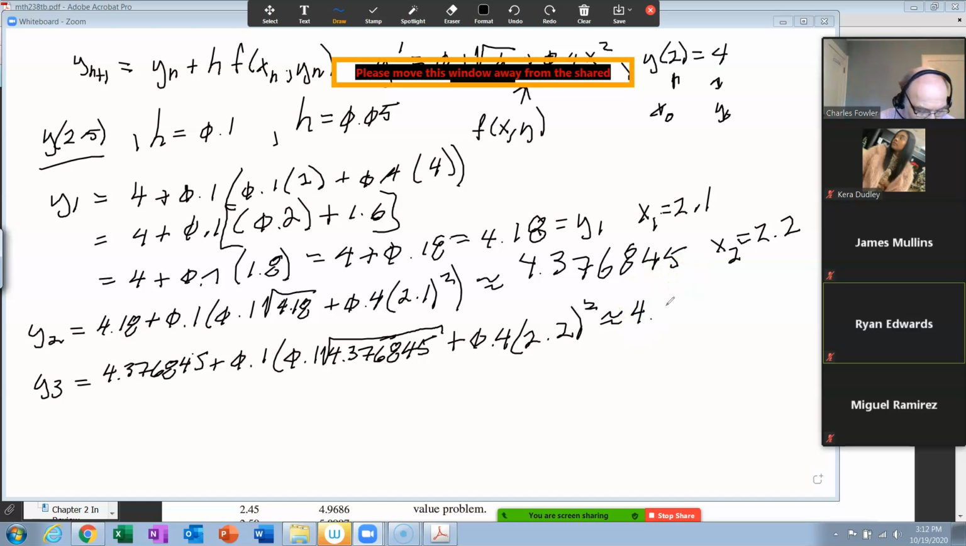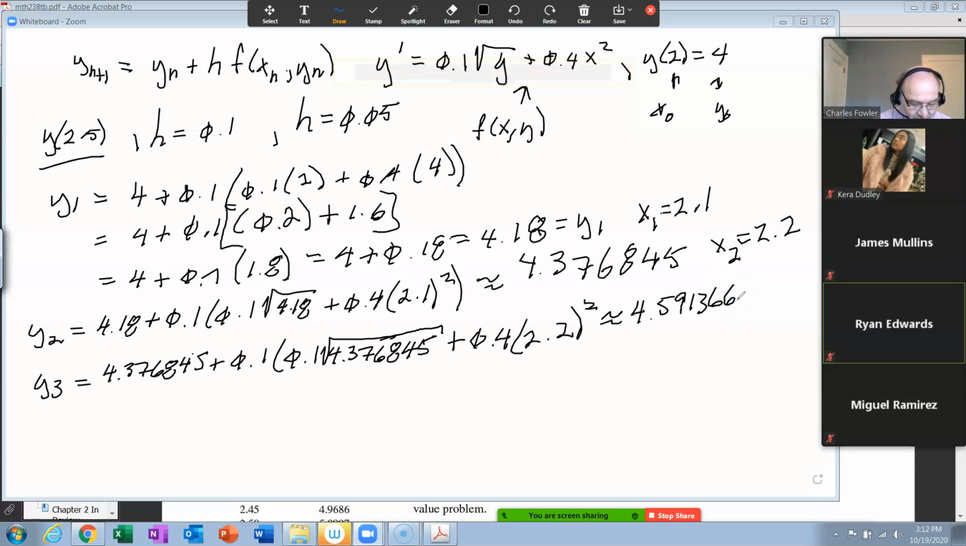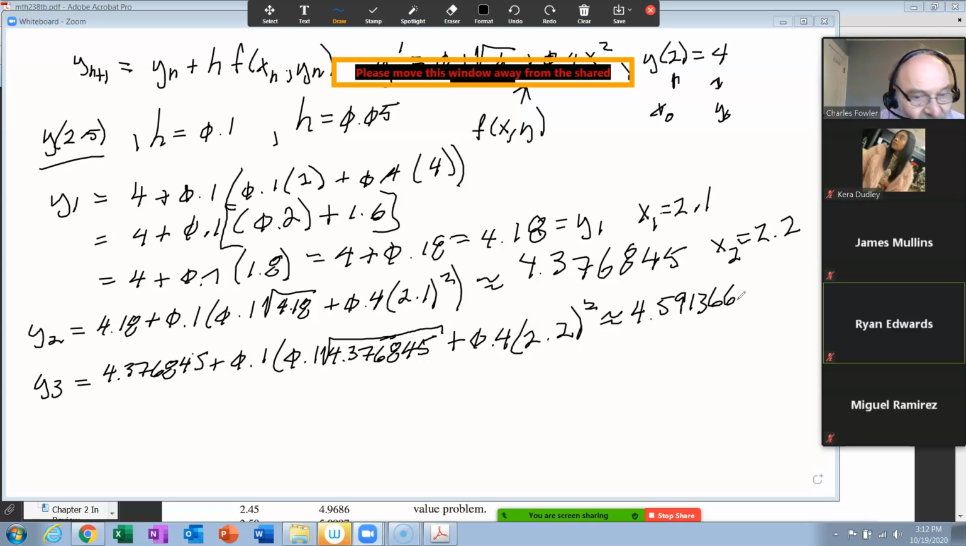Now I probably shouldn't round that much, but I just hate carrying all these digits. I'll carry them. 4.591366, because the next digit's a 9, I'll round that to a 6, and hopefully that will be okay. What did they get? 4.5914. Yep, that's what we got. Okay, that's your y4.